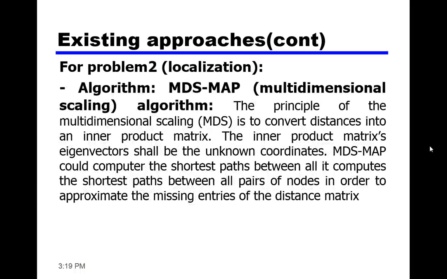And for problem 2, the localization, the algorithm used in my project is MDS-MAP. The principle of multidimensional scaling is to convert distance into an inner product matrix. The inner product matrix is given by vectors, which are the unknown coordinates. MDS-MAP computes the shortest path between all pairs of nodes in order to approximate the missing entries of the distance matrix.